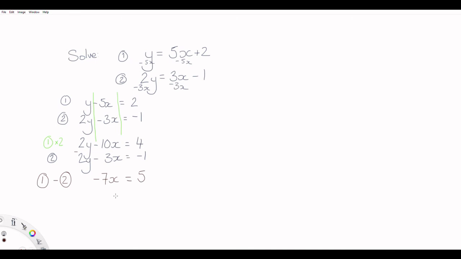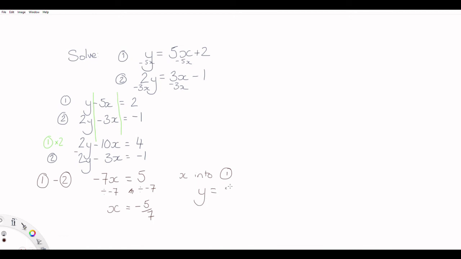And again, then we can solve for x. So to get x on its own here, you're going to divide by a minus 7, and do the same on the right hand side. That leaves you with x equals minus 5 over 7. So you've got your value for your x term. So next step, put it into one of your equations. So let's put x into, let's use number 1 because that looks like it's going to be easiest.